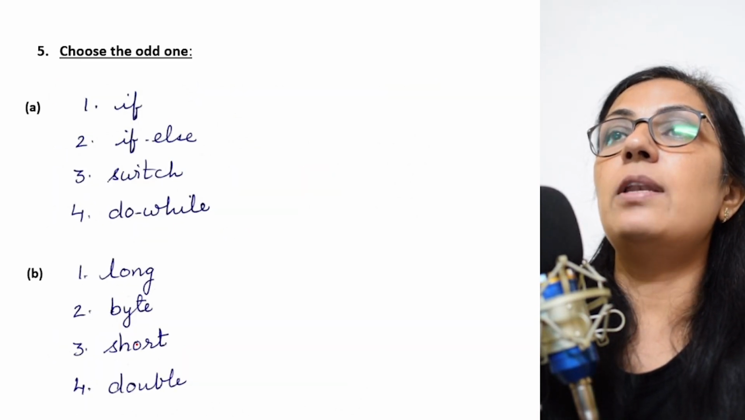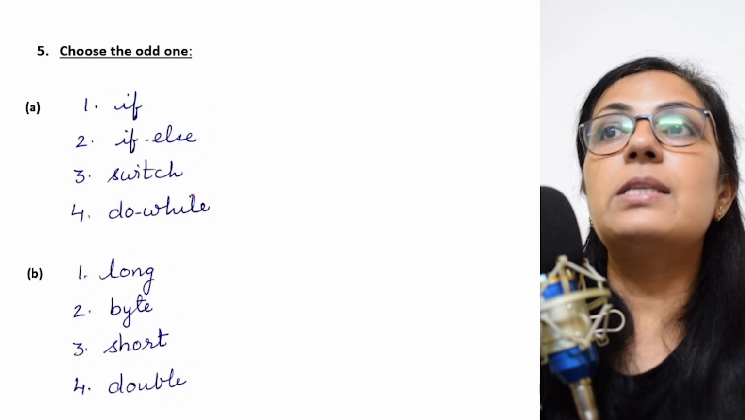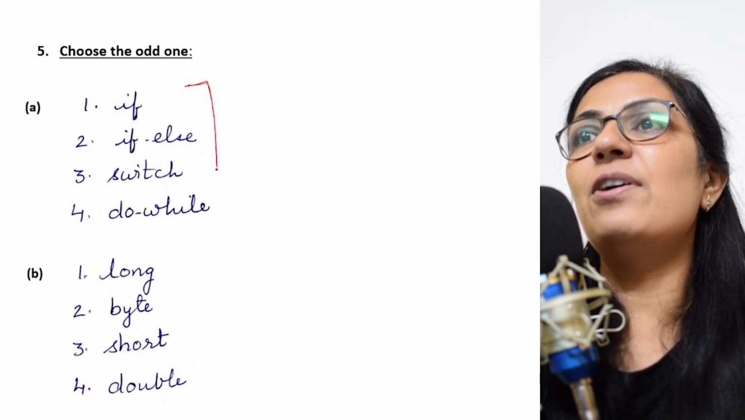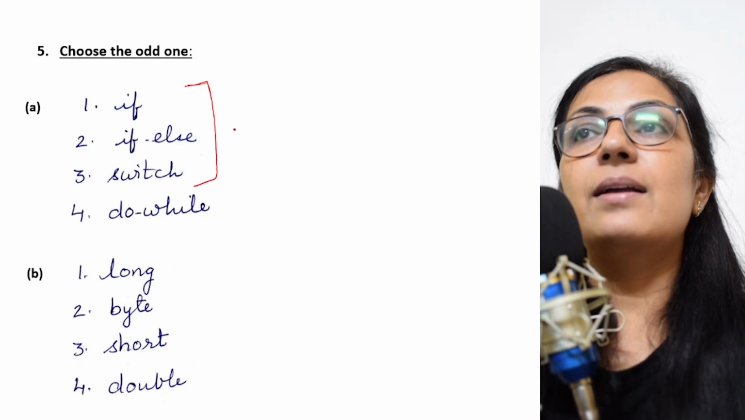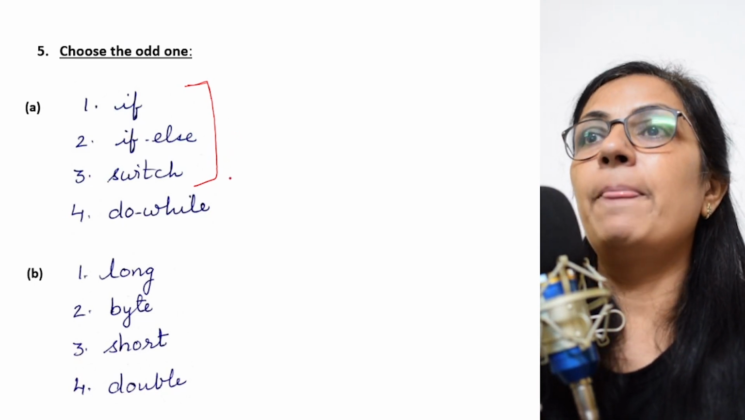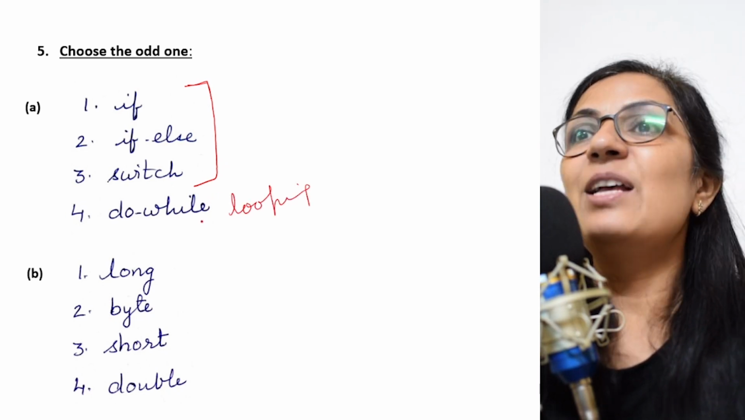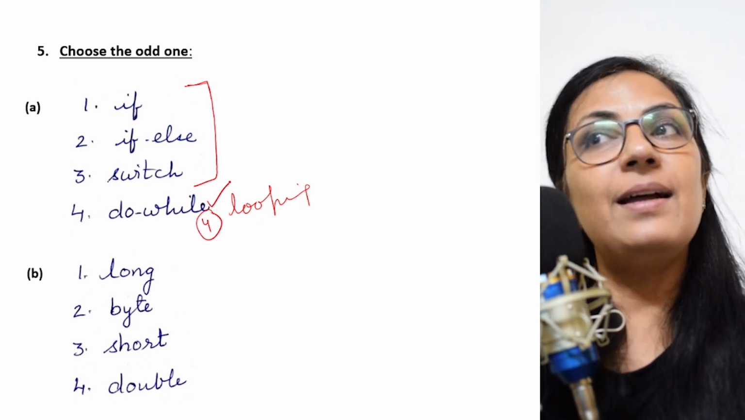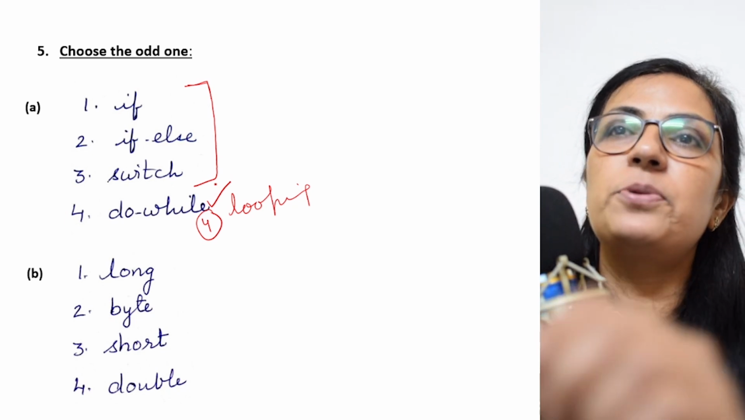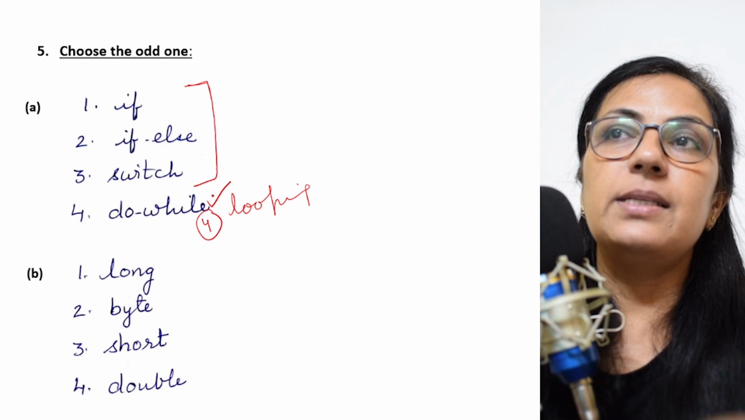The next question now is choose the odd one. If else, switch, do while. Very easy, children, right? If you see, the first three are conditional statements or conditional constructs in Java, and do while is a looping statement, right? So option 4 is the correct answer. Children, please go through all the options which are available and find out all the possibilities, right?